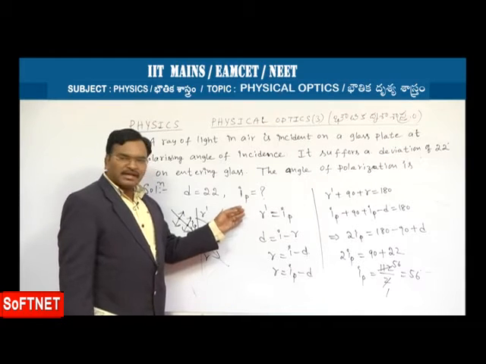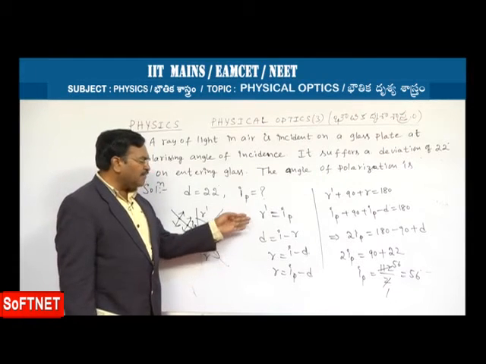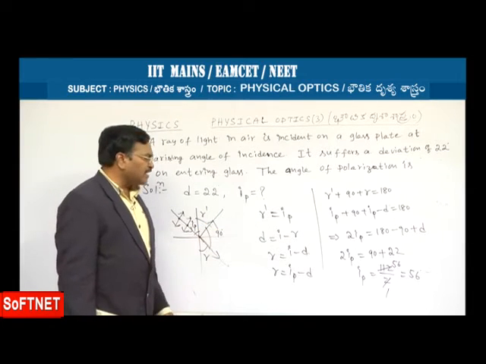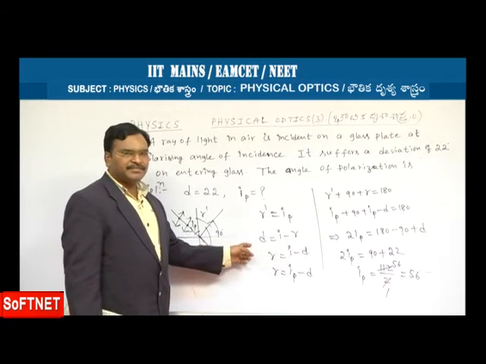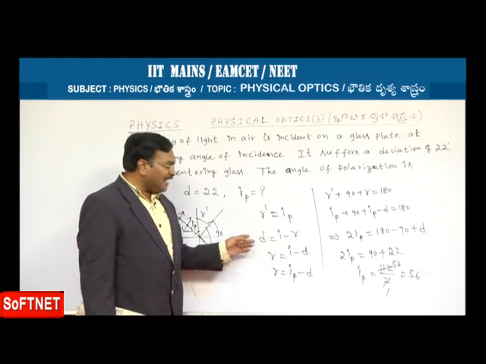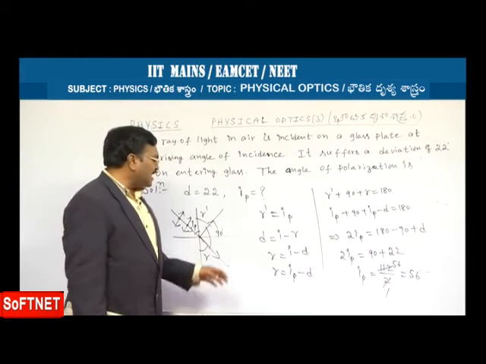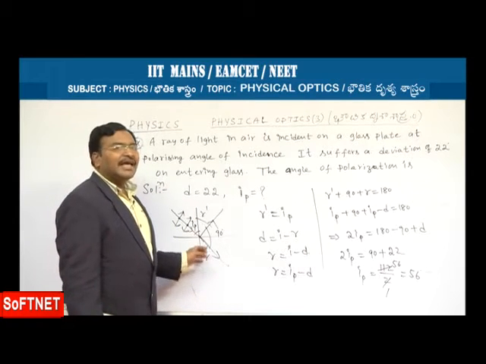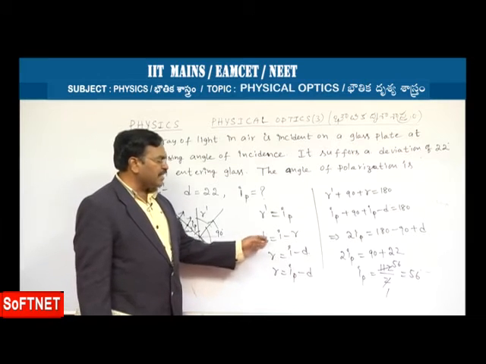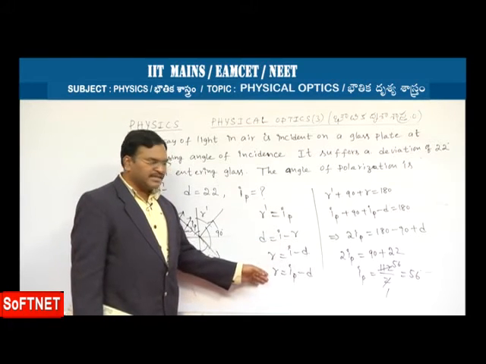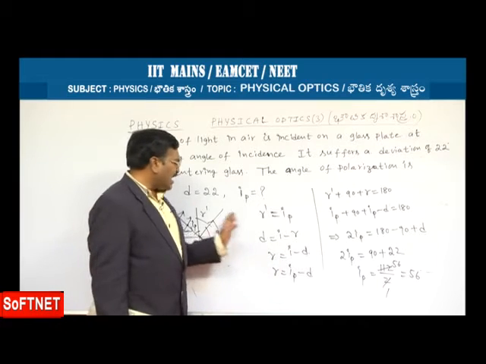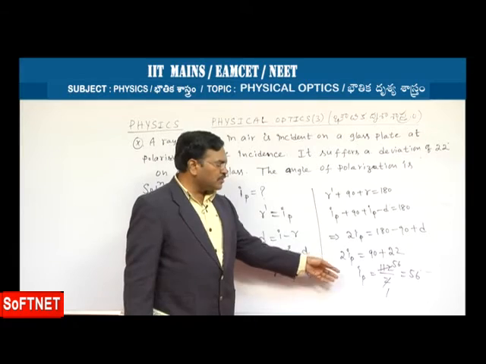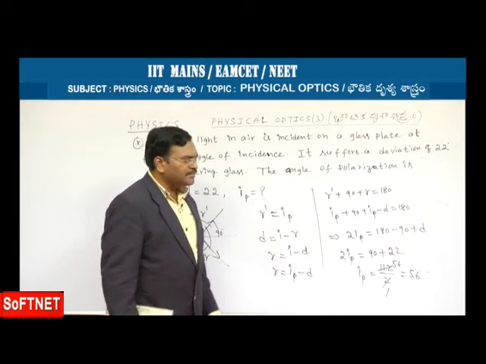First of all, by the law of reflection, r dash is equal to IP. Angle of incidence is equal to angle of reflection. Deviation is equal to I minus r, because the light ray travels from rarer to denser medium. So r is equal to I minus d. What is I here? The angle of polarization. And from the diagram, r dash plus 90 plus r is equal to 180 degrees. So we substitute. What is the answer now? Polarizing angle is 56 degrees.